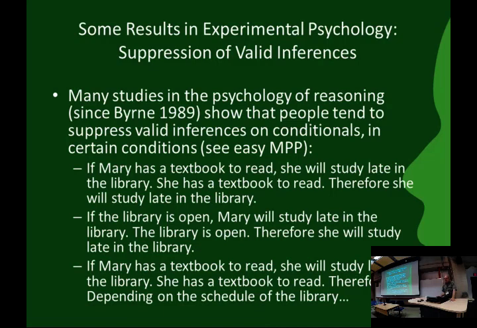Now, Rubern in 1989 made an important discovery. Not only do we make fallacies, that is, consider a conclusion logically valid while it is not, but people also tend to suppress valid inferences in certain conditions, which is the opposite phenomenon. For example, she gave the example: if Mary has a textbook to read, she will study late in the library. She has a textbook to read, then she will study late in the library. And people succeed pretty well with that exercise.